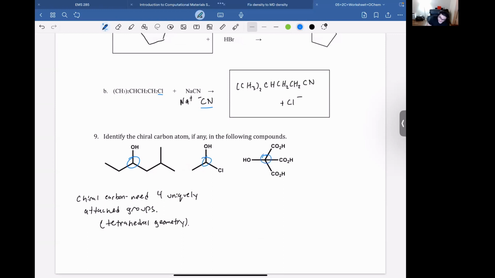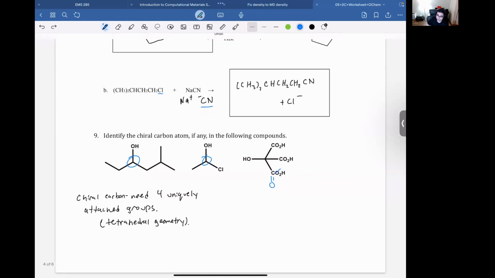Last one, this carbon over here is the only carbon we can really look at because these carbons cannot be chiral because they are like that, right? Those are trigonal planar. They cannot have 4 unique groups. They're only attached to 3 things. These are carboxylic acids. So the only carbon we have to really worry about is that one. We have 3 CO2H groups, or 3 of the same carboxylic acid. This is not chiral because they are not unique groups.